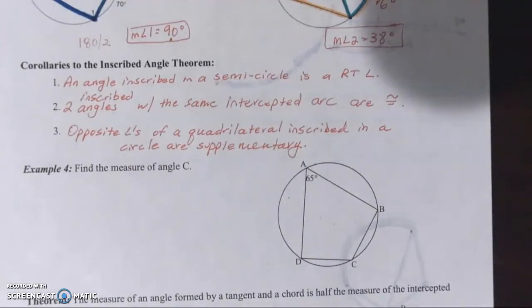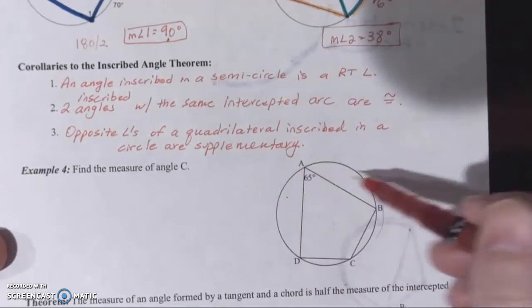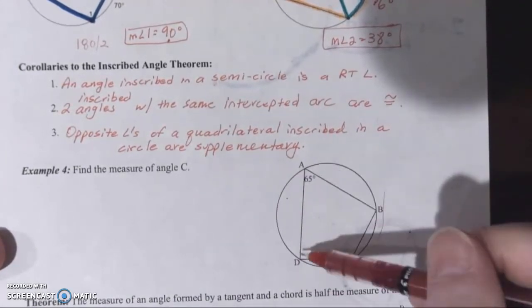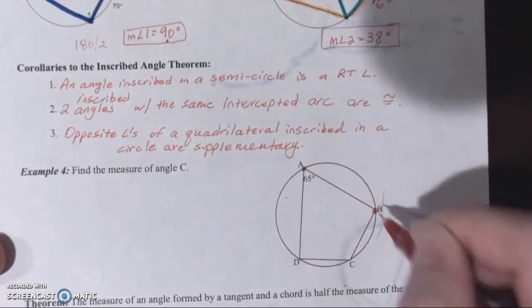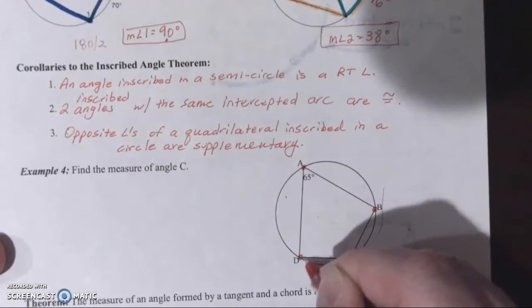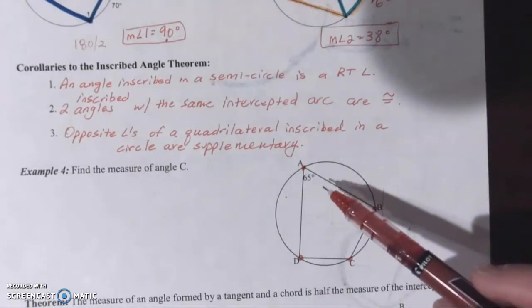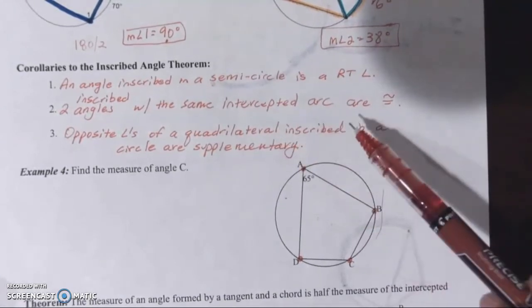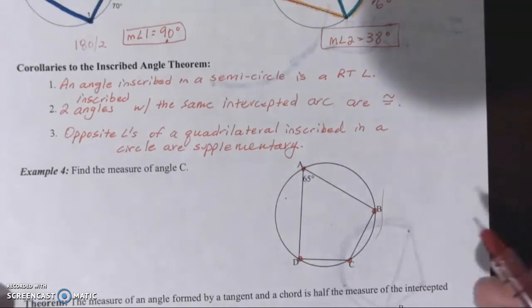Okay. Example 4 says find the measure of angle C. This is a four-sided figure inscribed in a circle. Remember, if a shape or a polygon is inscribed in a circle, it means all of the vertices lie on the circle. In this case, all 4 of them. They give us one angle measure, 65 degrees. We're told that opposite angles of a quadrilateral inscribed in a circle are supplementary.